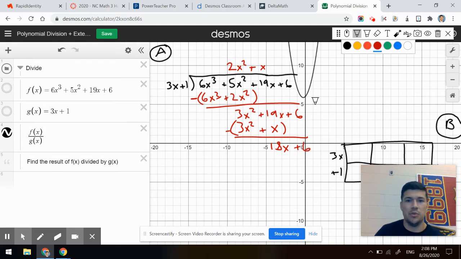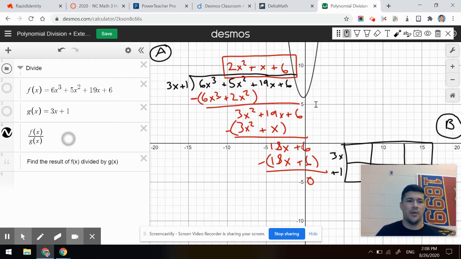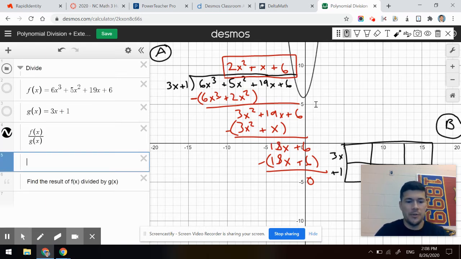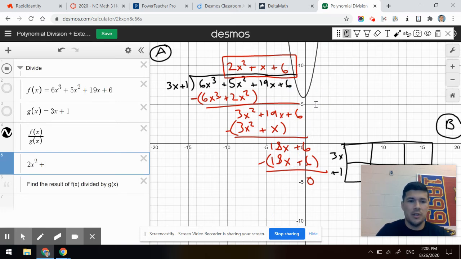Last time, 3x will go into 18x how many times? 6 times. 6 times 3x is 18x. Nice. 6 times 1 is positive 6. And when you subtract that line, 18x plus 6 minus 18x plus 6, you get 0. All right. Showing you that this is indeed your quotient and that 3x plus 1 was a factor. All right. I'm going to check my work real quick by graphing that result. 2x squared plus x plus 6. Guess what? Same parabola. My result is correct.